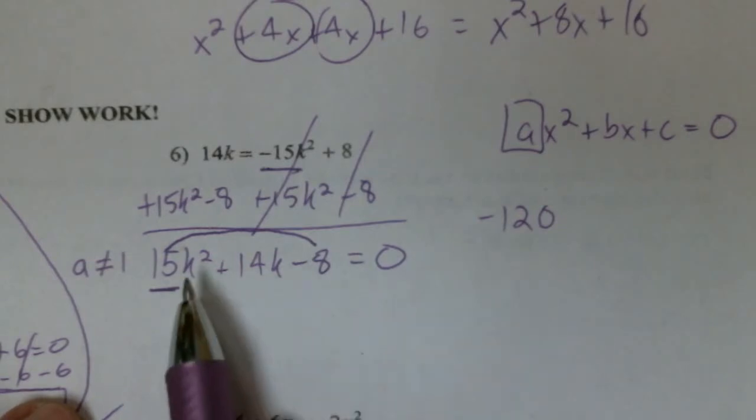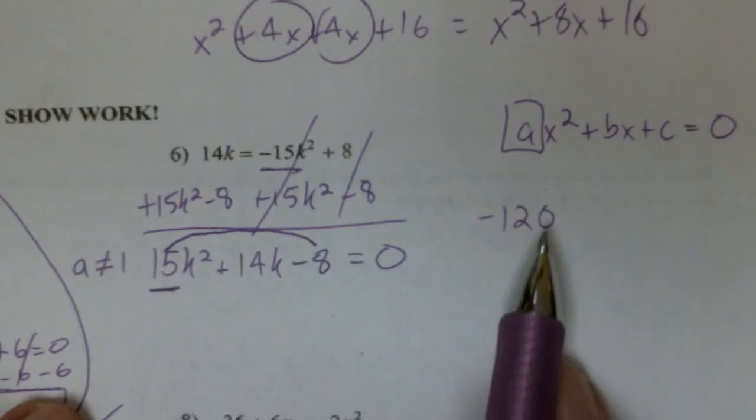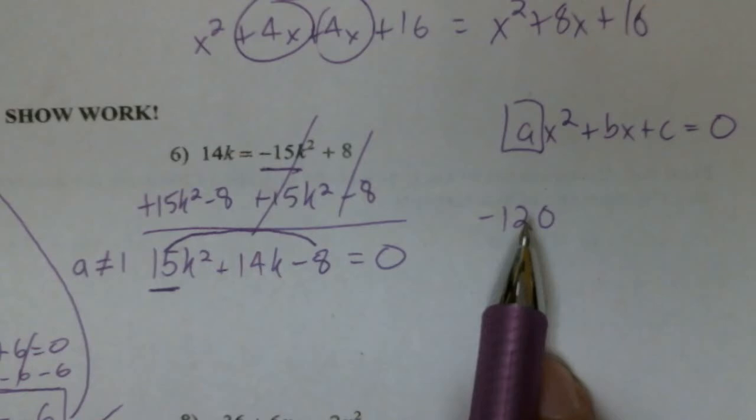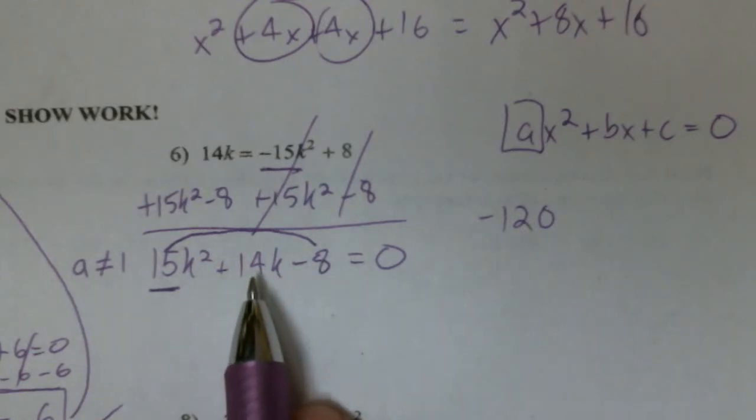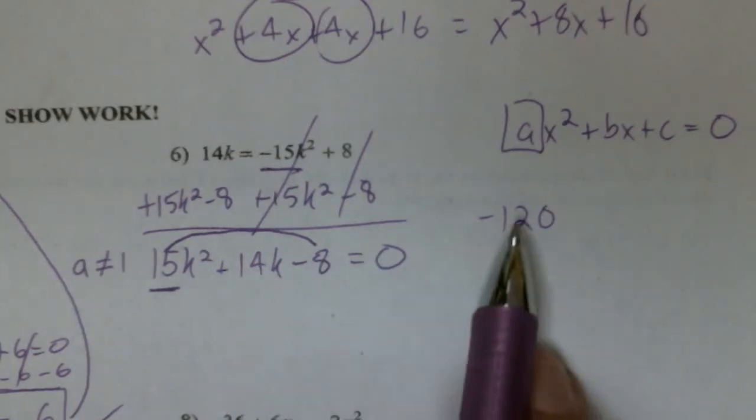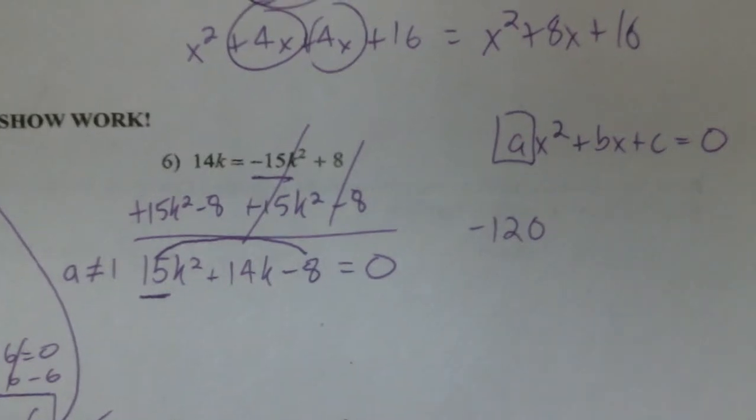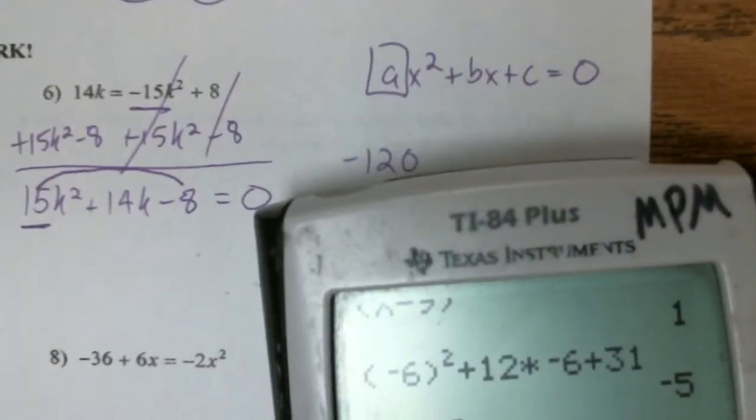So the next step, once I do a times c, the rainbow thing, is to figure out what are the factors of -120 that add to 14. Ugh, okay, that's a lot of work to list out all the factors. Well, here's where we can use another calculator trick.